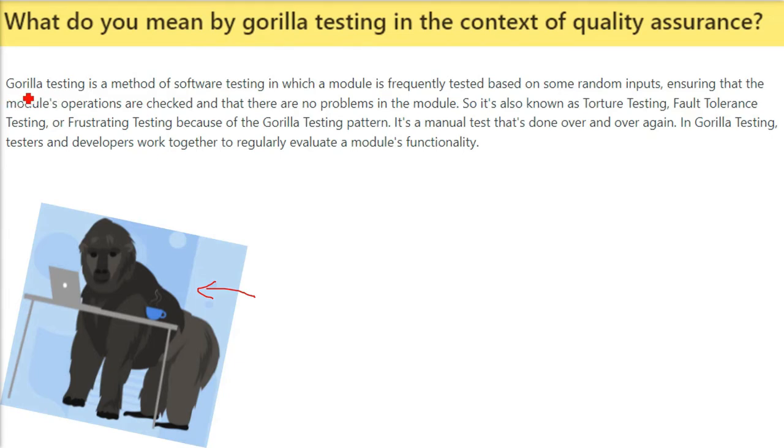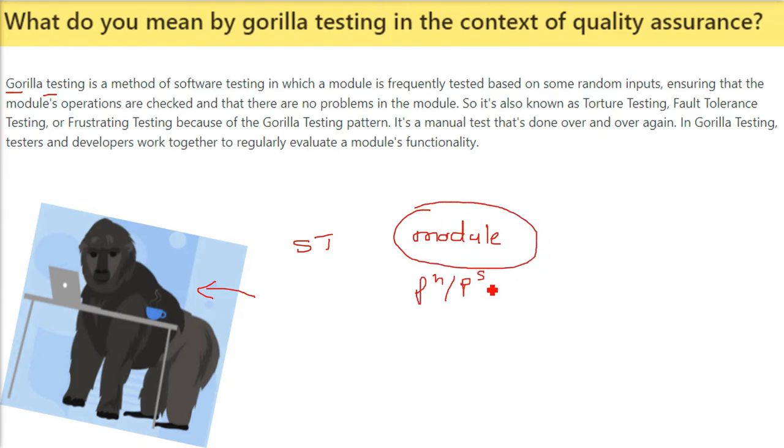Gorilla testing is a technique, a method of software testing in which the very important thing is the module. A module can be a combination of classes, it can be even one class, it can be functions, or a combination of functions. So one module is tested again and again. Some random inputs are given and we try to find out the module's operation, checking it until we are satisfied there are no problems in the module.